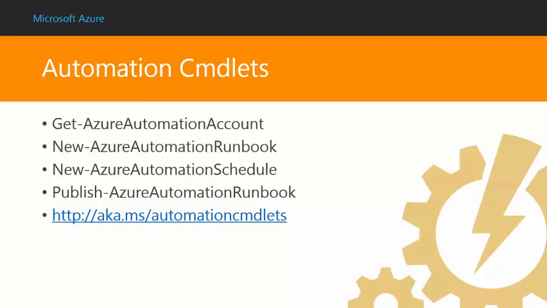So let's say you want to create a runbook and schedule it to execute. You would use the new Azure Automation runbook and the new Azure Automation schedule commandlets to complete these operations. Finally, the Publish Azure Automation Runbook commandlet is used to move the runbook from a draft state to a published state. There are other commandlets that work with Azure Automation. Please refer to the link on the slide for the information about these and the other commandlets.